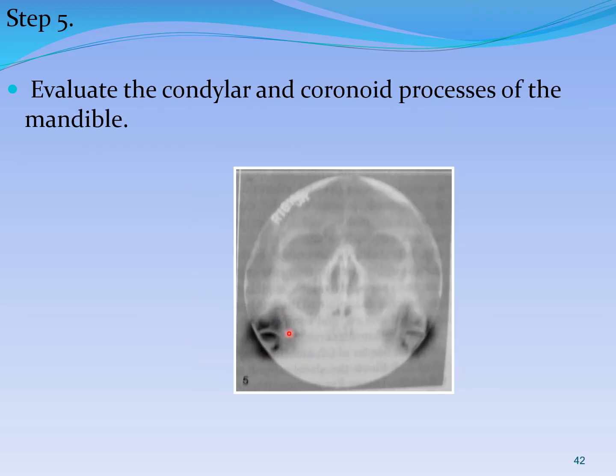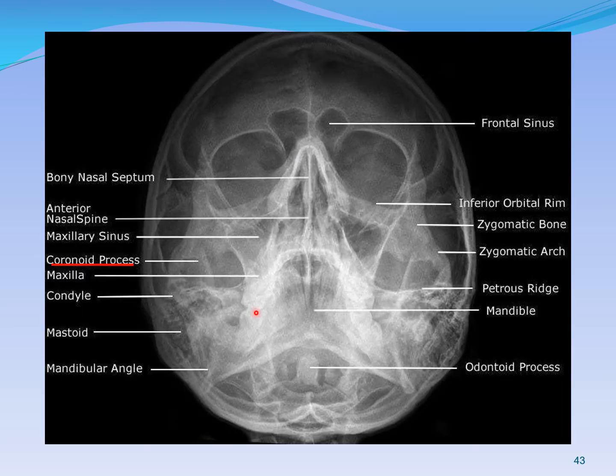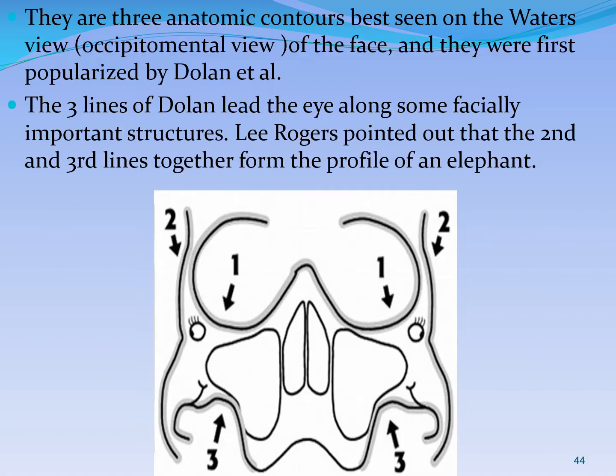Step 5, evaluate the condyle and the coronoid process of the mandible on both sides. So this is how the Waters view appears to us. The frontal sinuses, orbits, nasal septum, nasal cavity, ethmoidal air cells, maxillary sinus, maxillary bone, zygoma, zygomatic arch, and the mandible. These are the mastoid air cells which can be seen on either side of the skull.